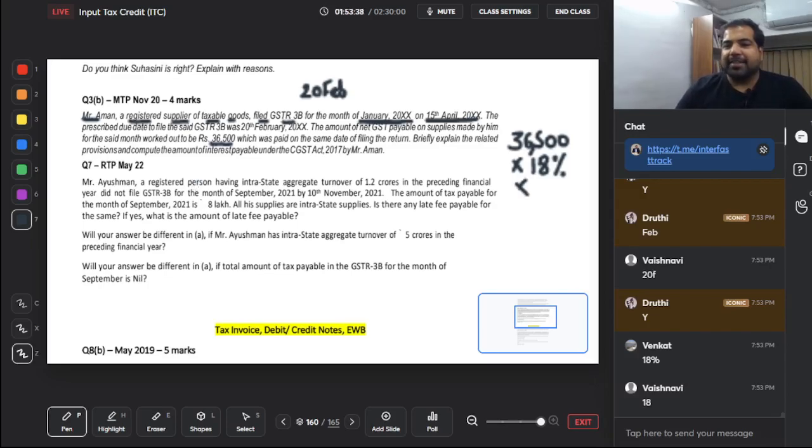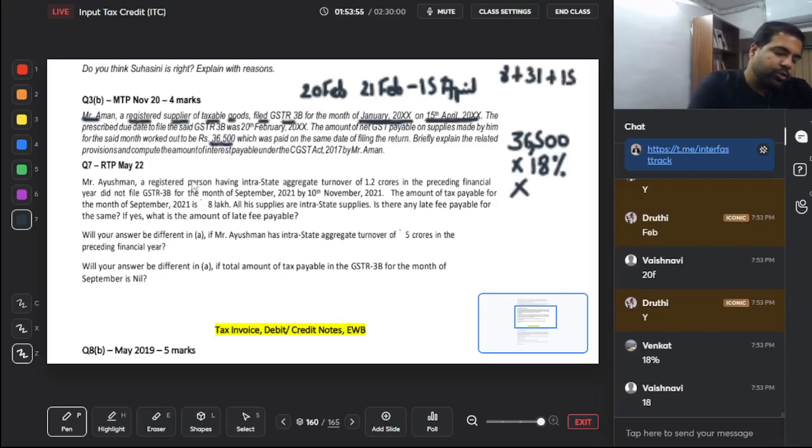Into how many days? From 21st Feb to 15th April. This is just mathematics. Let's calculate, guys. 28 Feb minus 21 plus 1. So February 8 days. March 31. April 15. So 8 plus 31 plus 15 is 54 divided by 365.